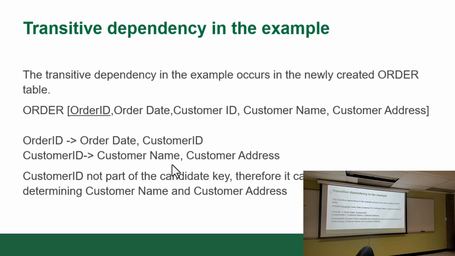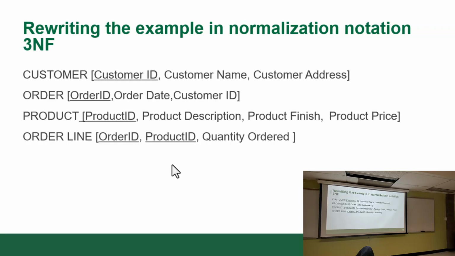So right now the order is right here, right? Address and name are dependent on the customer ID. The customer ID is determined by order ID. So realistically, these are the two relationships. Customer ID is not part of the candidate key, so it can be said that order ID is determining the name and the address because it's transitive. And how do we fix it? Break it down into yet another component.